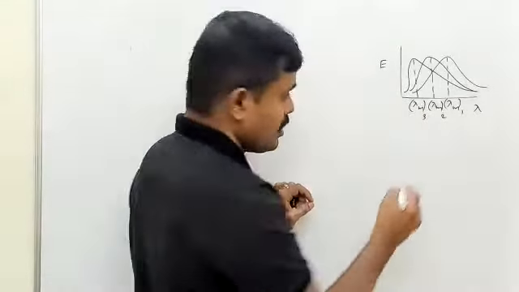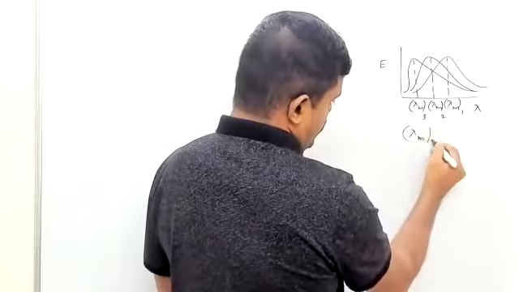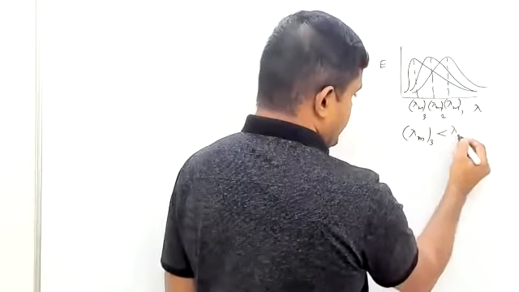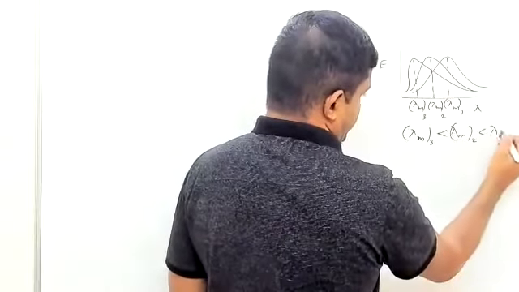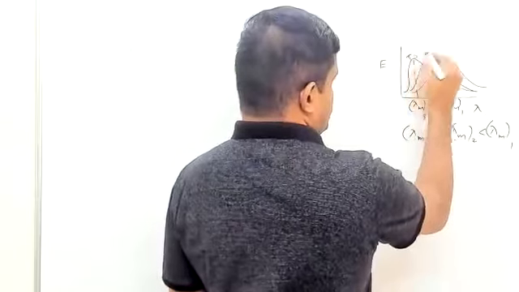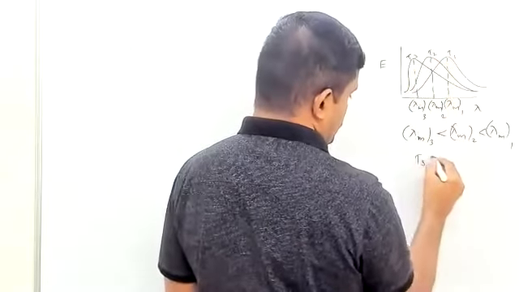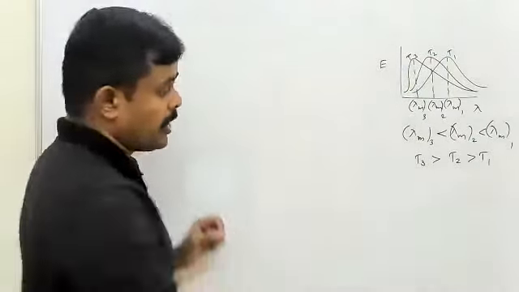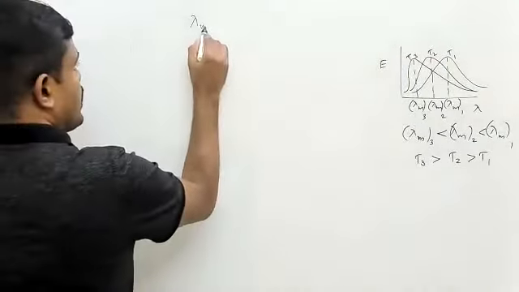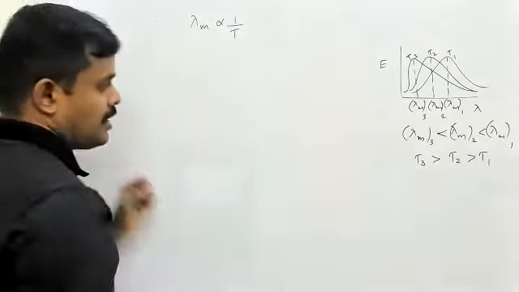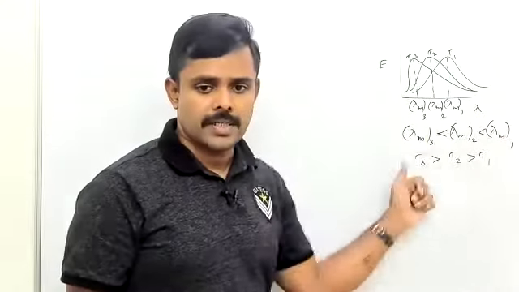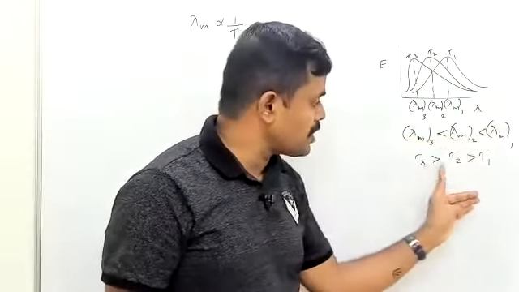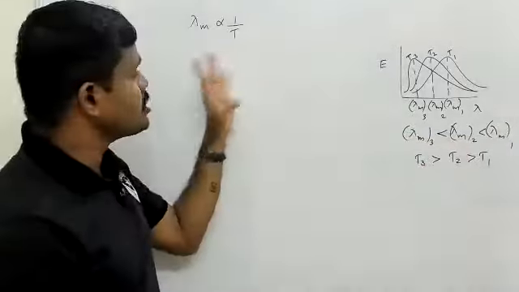Which is the smallest? Lambda m3, as you can see, is the smallest. That is closest to the origin. Lambda m3 is less than lambda m2, less than lambda m1. Temperatures are what? This is T3, this is T2, this is T1. T3 greater than T2 greater than T1. So if you look at this, it is obvious that lambda m is proportional to 1 by T. As lambda increases, T decreases. If you go to the right, lambda increases, and temperature decreases. So lambda m is proportional to 1 by temperature.